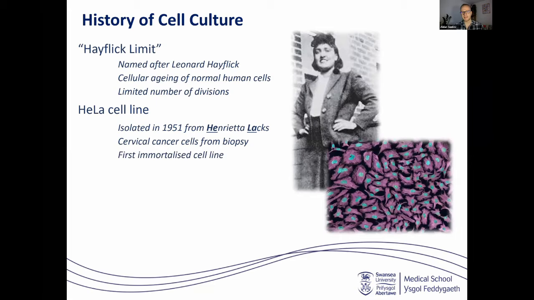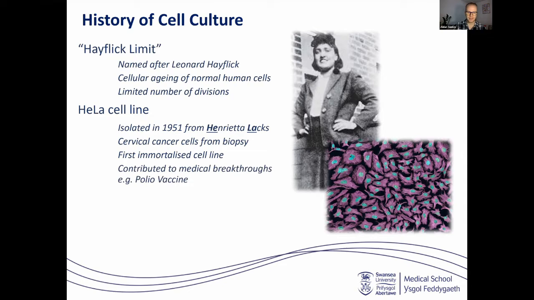And the doctor then tried to grow these cells in culture. So he took this biopsy, it was particularly aggressive, and he thought, I wonder if I can grow them in culture, if I can grow them in a lab. Now, unfortunately, Henrietta Lacks did die of cervical cancer as a result of the aggressive nature of the tumor, but her cells were the first cell line not to adhere to the Hayflick limit, and they kept growing and kept growing and kept growing.